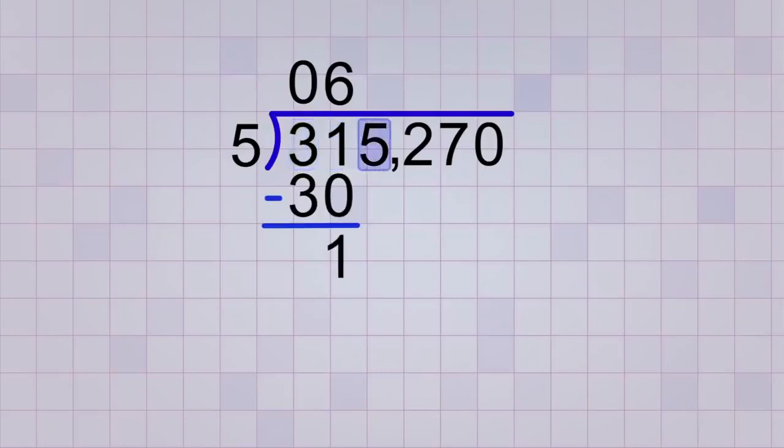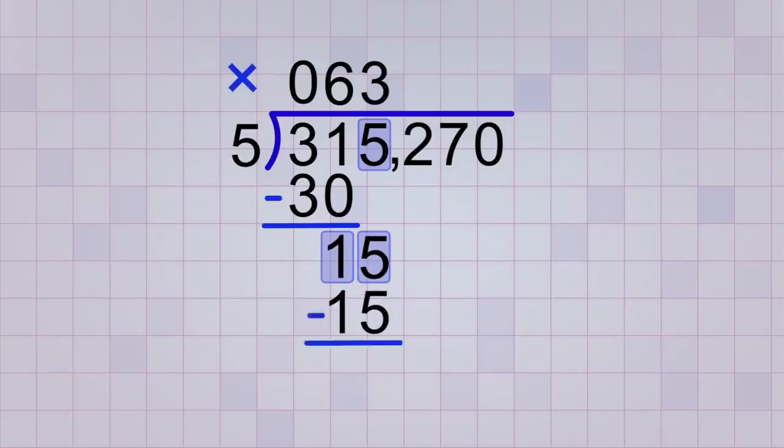Now on to the third digit. We bring a copy of it down to join with the remainder. And we ask how many times will 5 divide into 15? 3. 3 times 5 is 15, and 15 minus 15 is 0. On to the next digit. Now even though our previous remainder was 0, we still bring down a copy of the next digit.